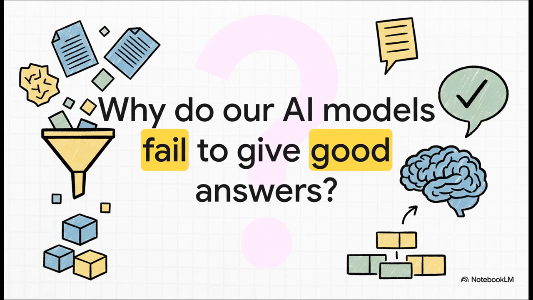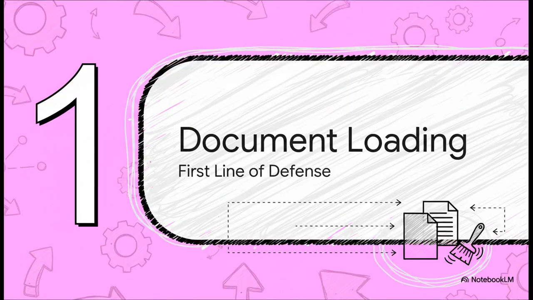You've done everything right, you set up your vector database, you picked a great model, you fed it all your documents, but then you ask it a simple question and the answer is just off. It's irrelevant or incomplete or just flat out wrong. What happened? Well, chances are the problem isn't your model, it's the input. And that, right there, brings us to the hero of our story today, document loading.